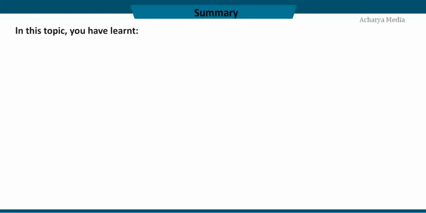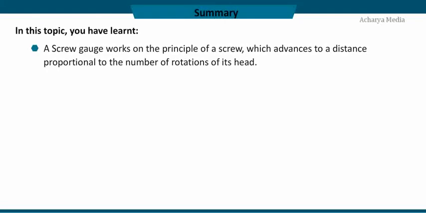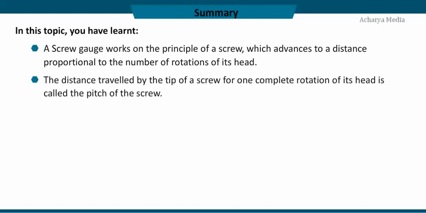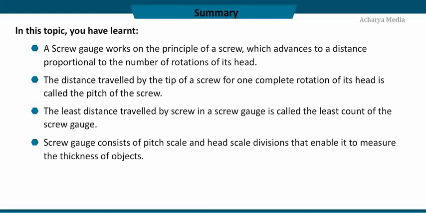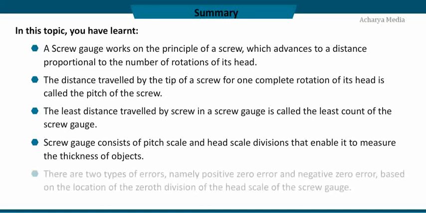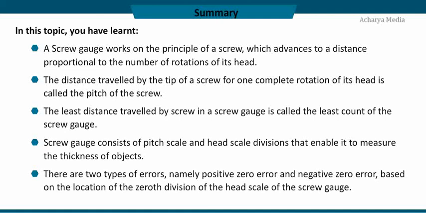In this topic, you have learned that a screw gauge works on the principle of a screw, which advances a distance proportional to the number of rotations of its head. The distance traveled by the tip of a screw for one complete rotation of its head is called the pitch of the screw. The least distance traveled by the screw in a screw gauge is called the least count of the screw gauge. The screw gauge consists of a pitch scale and head scale divisions that enable it to measure the thickness of objects. There are two types of errors, namely positive zero error and negative zero error, based on the location of the zeroth division of the head scale of the screw gauge.